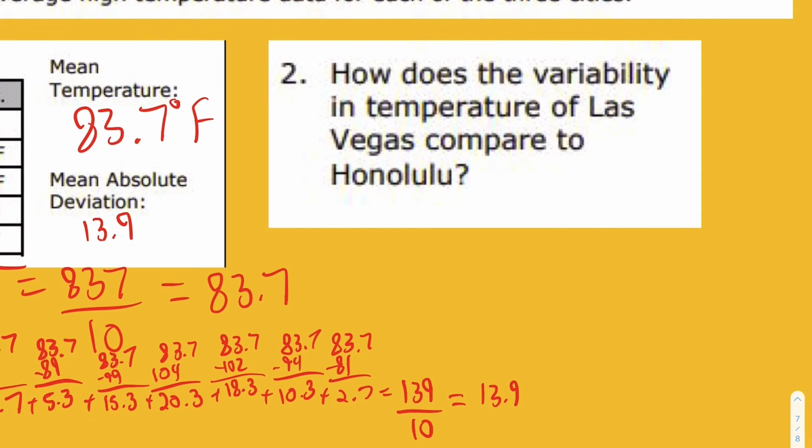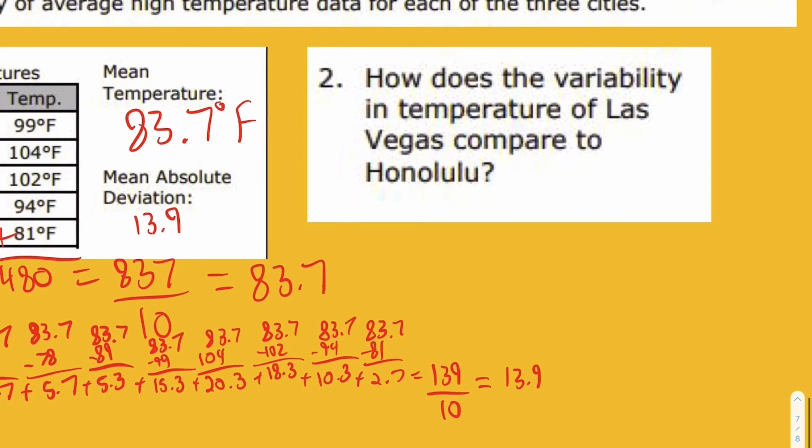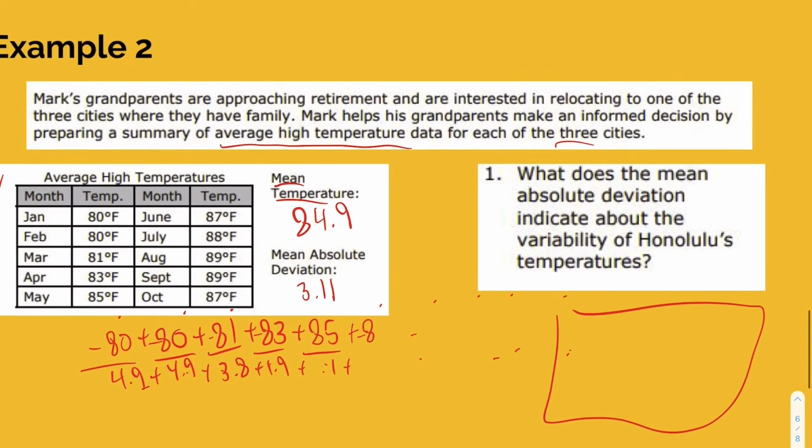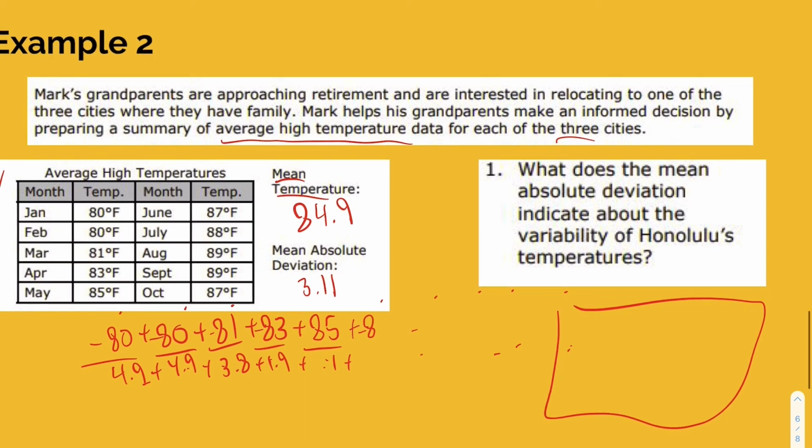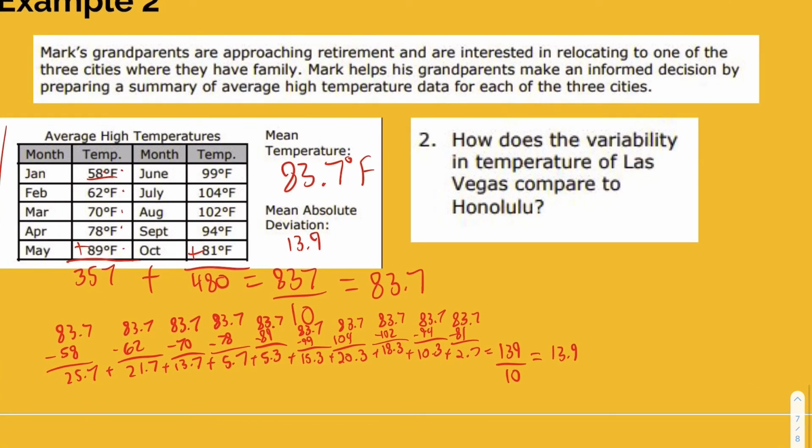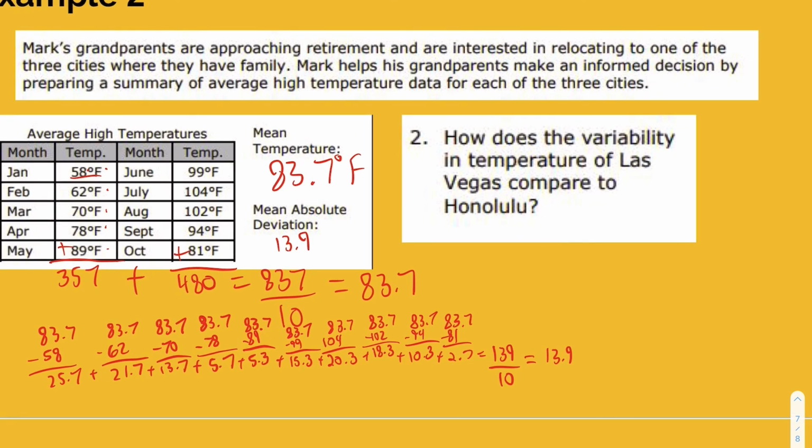How does this variability in temperature of Las Vegas compare to Honolulu? If you look back, in the last example the mean absolute deviation was 3.11. Here the mean absolute deviation is 13.9. On your Google slide, there should be a box here. I want you to answer the question for number 2 that compares those mean absolute deviations.